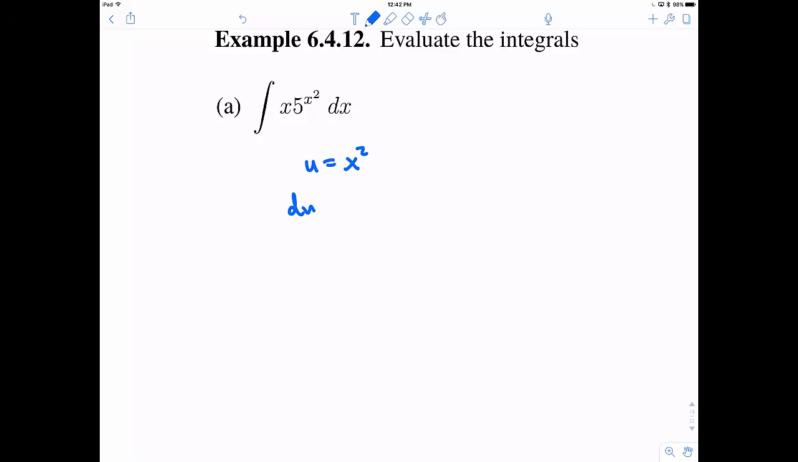So u is going to be x squared. du is going to be 2x dx. And I could write this, right? I have the x and I have the dx. So I could write this as 1/2 du is equal to x dx. So that way I can trade in those pieces for half du. So let's go for it.